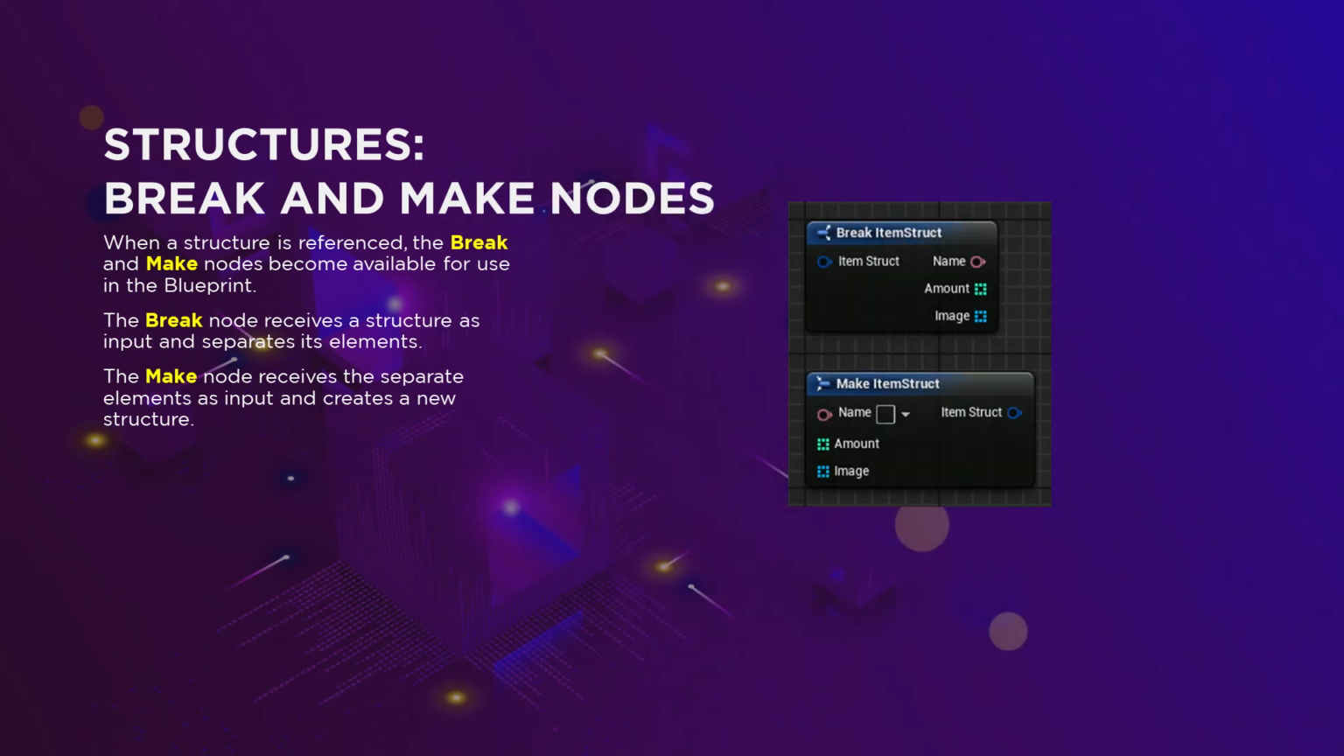When a structure is referenced, the Break and Make nodes become available for use in the blueprint. The Break node receives a structure as input and separates its elements. The Make node receives the separate elements as input and creates a new structure. The image shows the Break and Make nodes of the Item Struct structure.